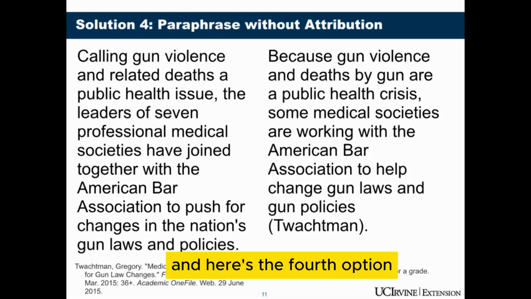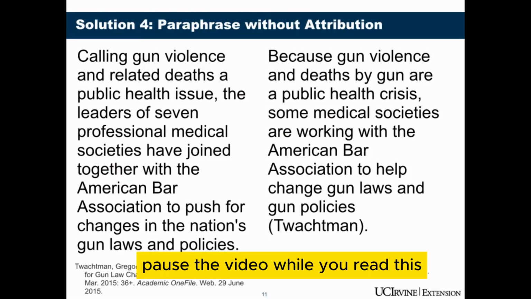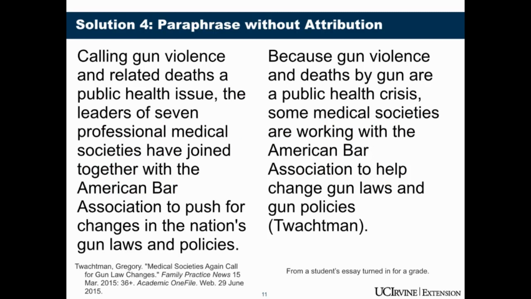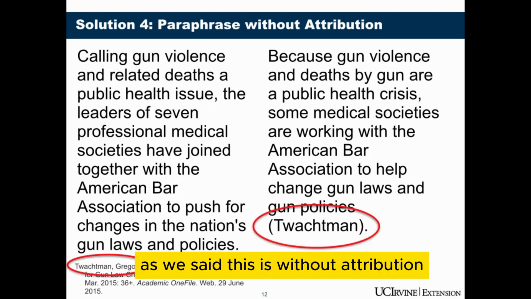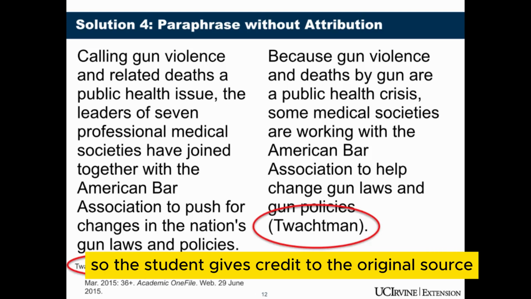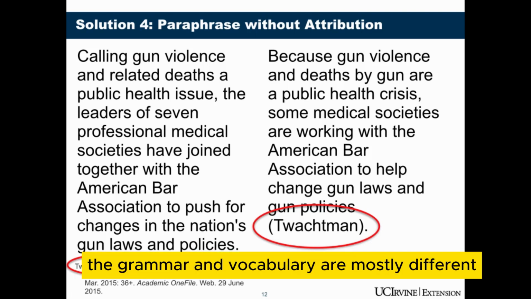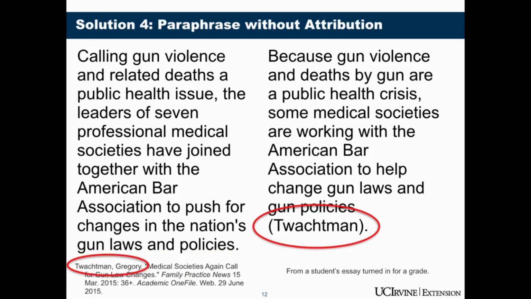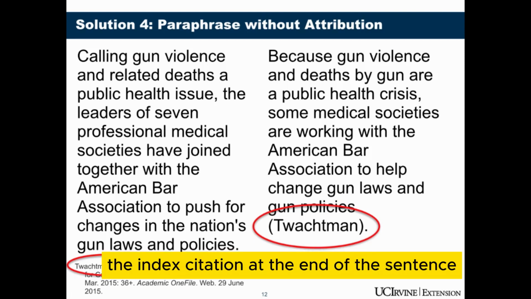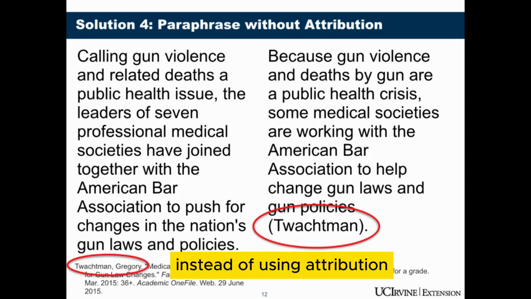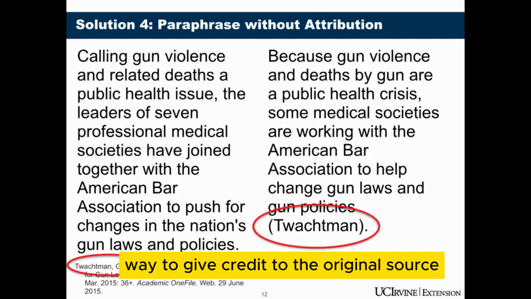And here's the fourth option. Pause the video while you read this. As we said, this is without attribution, so the student gives credit to the original source at the end of the sentence. This is a paraphrase, so there are no quotation marks, and notice that the grammar and vocabulary are mostly different. That makes this a paraphrase, and the student used the in-text citation at the end of the sentence instead of using attribution. This is a correct way to give credit to the original source.